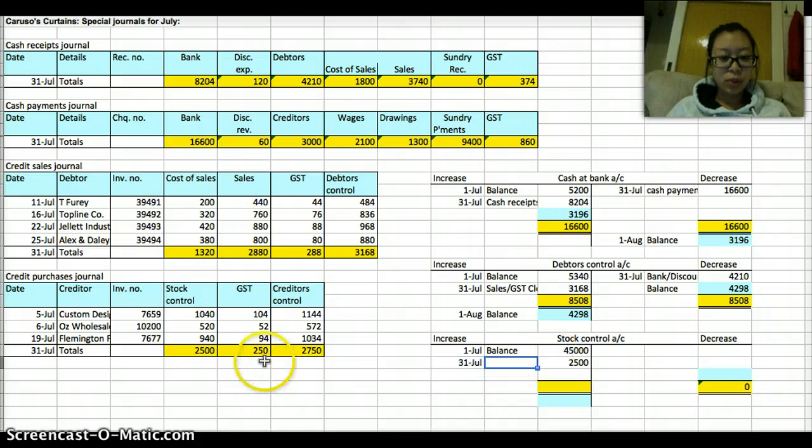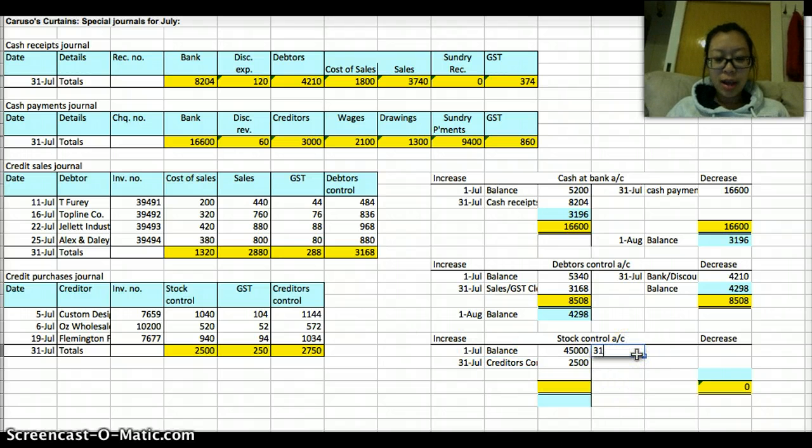What's it linked to? What do you think? Now, because these two numbers add up to creditors control, in the creditors control ledger, it would say stock control and GST clearing. But because the stock control is individually linked to creditors control, we only write creditors control.